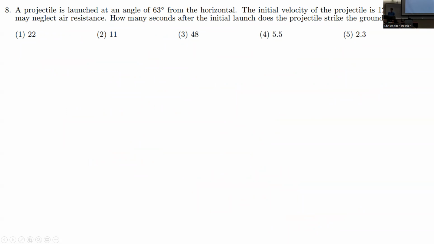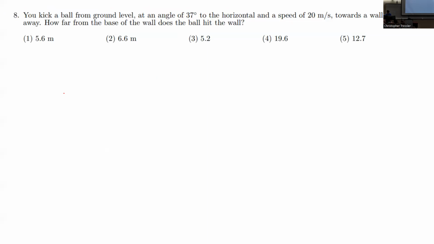So for this problem, we're going to want to do some drawing. What does Will always say? What is physics? It's an art class, right? Yeah. So we're going to say a projectile is launched at 63 degrees. 63 degrees is more upward, right? So let's just say this is 63 degrees. And then we have this and this.